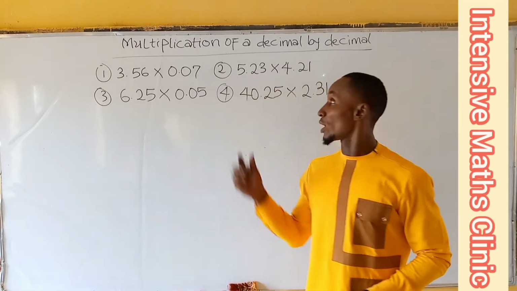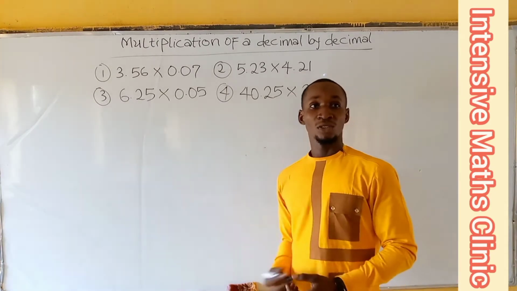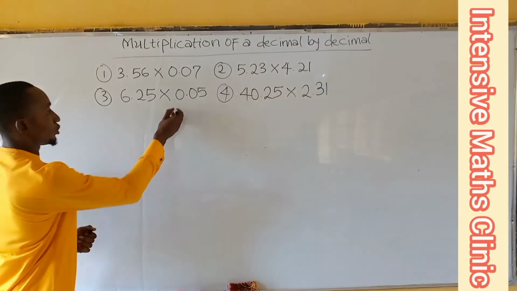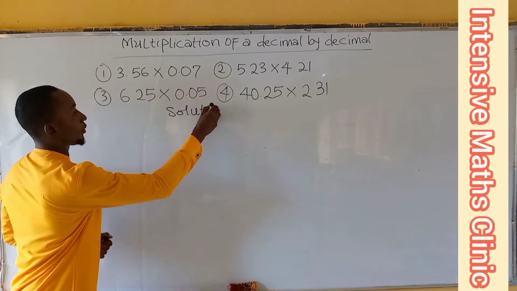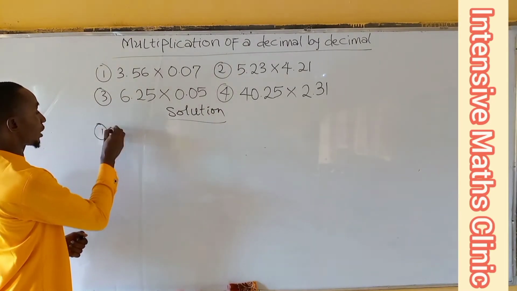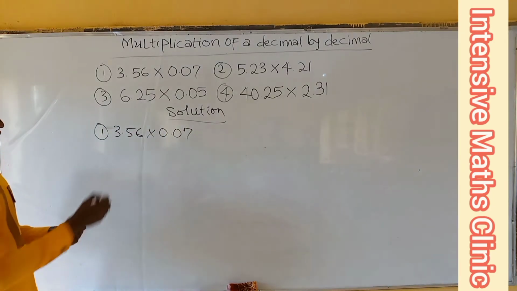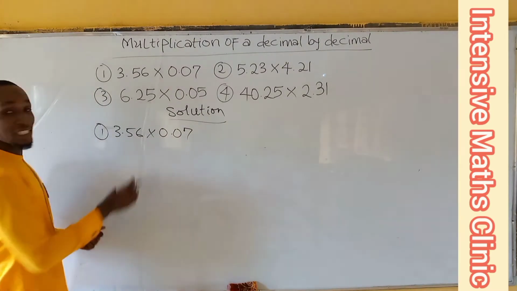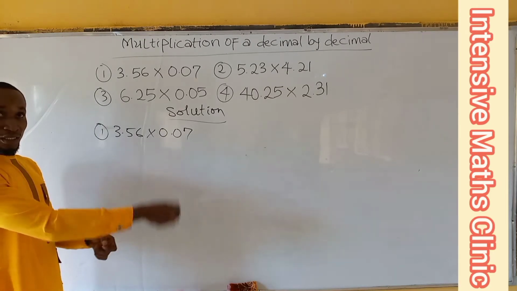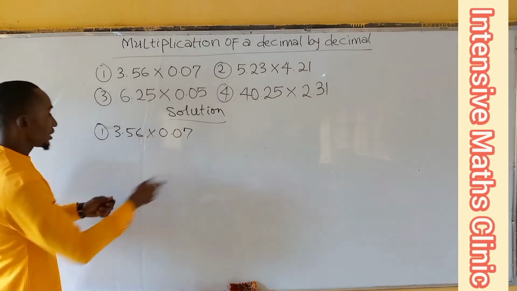In this tutorial, we are going to talk about multiplication of a decimal by a decimal. Let's consider some of the examples on the board. The first one, 3.56 multiplied by 0.07. By doing this, it has a decimal number. We neglect the decimal point and multiply. After multiplying, we reintroduce the decimal point. This is what we are going to do here.